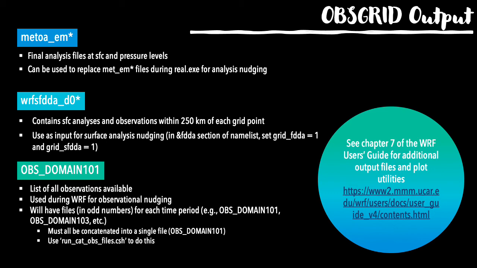When you run ObsGrid, you'll have an OBS_DOMAIN file available for each time period, and they'll be in chronological order in the format of OBS_DOMAIN101, OBS_DOMAIN103, etc., each ending with an odd number. To use these files for observational nudging, you'll need to make sure they are all concatenated to a single file called OBS_DOMAIN101. This is the file name that the WRF program will look for. You can use the run_cat_obs_file script that is included with the program to do the concatenating. If you have any questions about these, again, I'll refer you to Chapter 7 of the WRF User's Guide. For more information about nudging in general, refer to the presentation on FDDA.